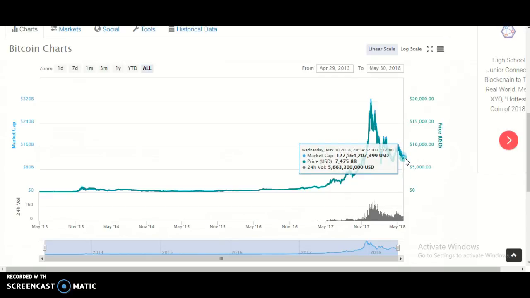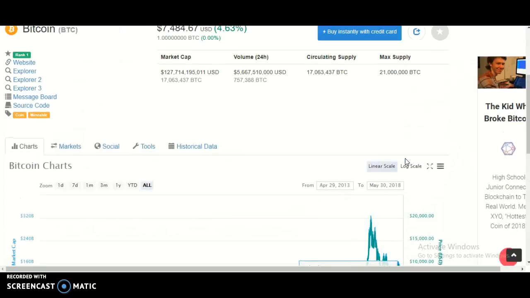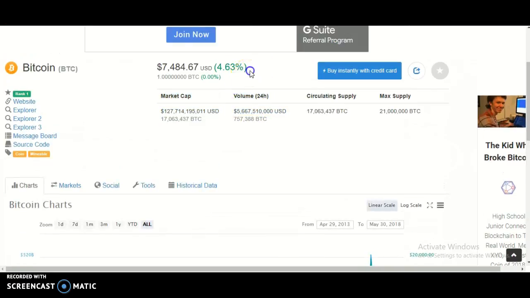So the price today is 7,484. Over here is the volume, which means the graph has gone higher. And this means that the graph has gone higher or lower. If it's red, that means it's gone lower, the price that has been taken off.